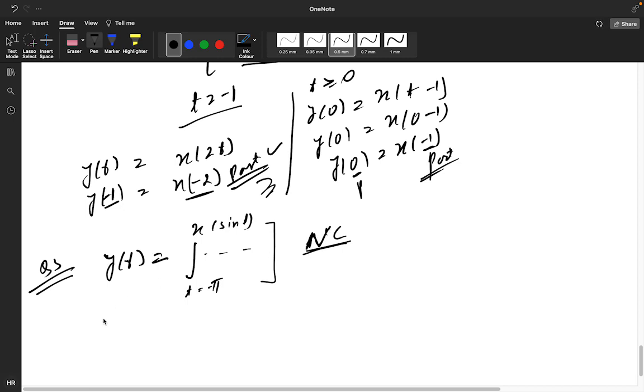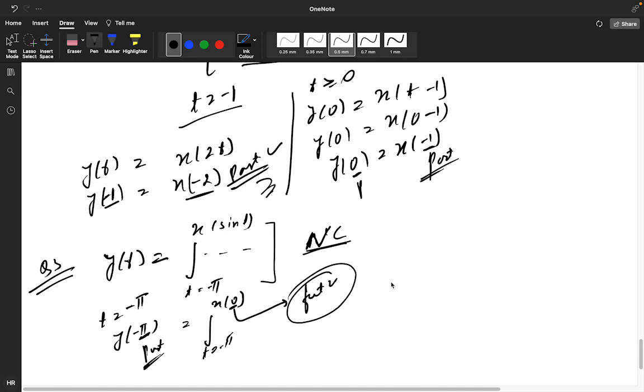Like I will give you, when you are putting t equal to pi or minus pi. If you are taking t equal to minus pi, so y of minus pi, integration limit t equal to minus pi, sine of minus pi will be 0. So this is your future value. You have taken the past value, but in this you are getting the future value. So this means non-causal. Okay.